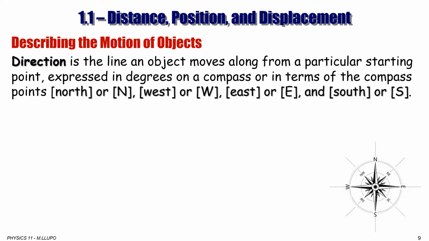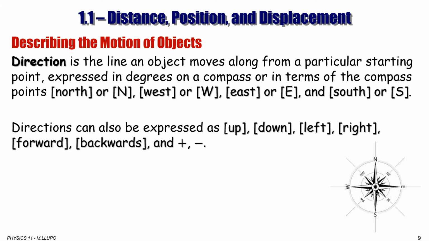Direction matters. Direction is a very important component of a vector. Direction is the line an object moves along from a particular starting point, expressed in degrees on a compass or in terms of compass points, like north, west, east, or south. Sometimes we express a direction using the expressions of everyday conversation, like up, down, left, right, forward, backward, and even with a plus and minus in an x and y coordinate system.